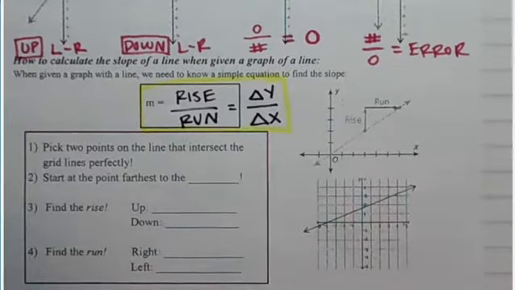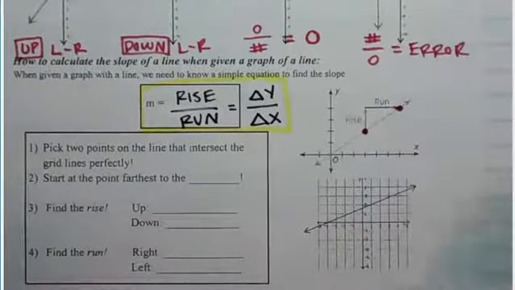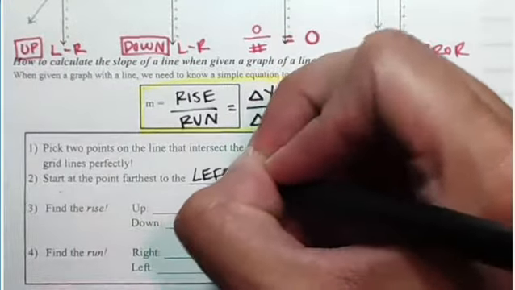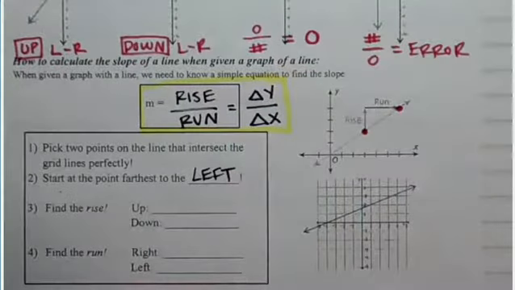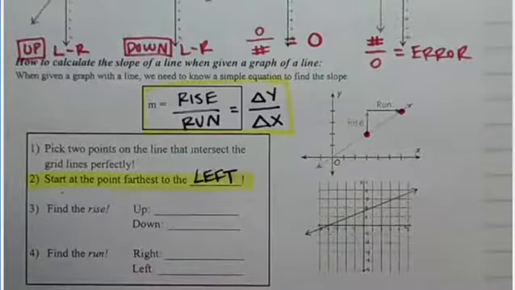So here are the steps we need to take. First step is pick 2 points on the line that intersect the grids perfectly. So they already chose 2 of them for me, but that's huge. You have to pick 2 points that are directly at the intersection of the grid lines. Don't pick some that are halves. We want to get the exact slope. The next thing is very, very important. We want to start at the point that's farthest to the left. I want you to write that, and then I also want you to highlight that. That's where a lot of my algebra students make mistakes, because it seems so easy to find the slope from a graph. We don't always start from the farthest left point.